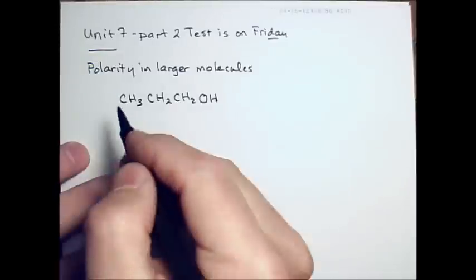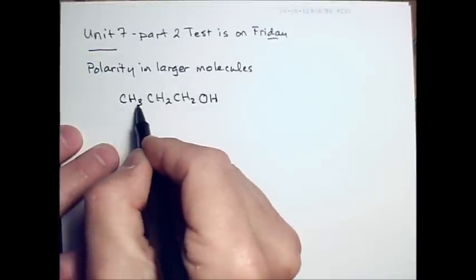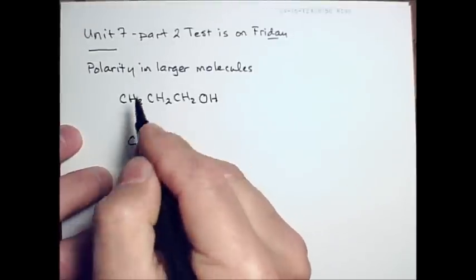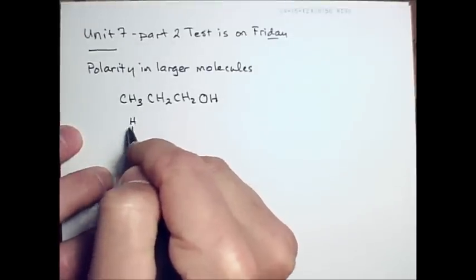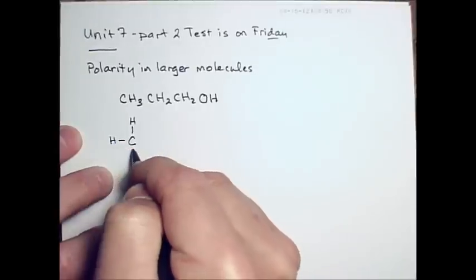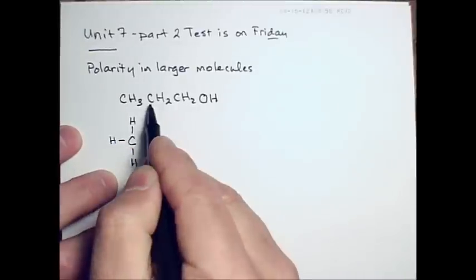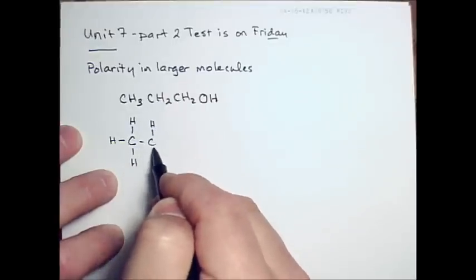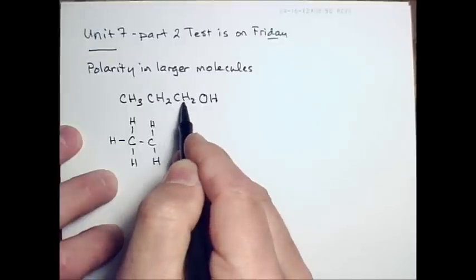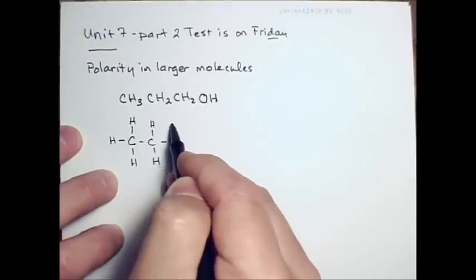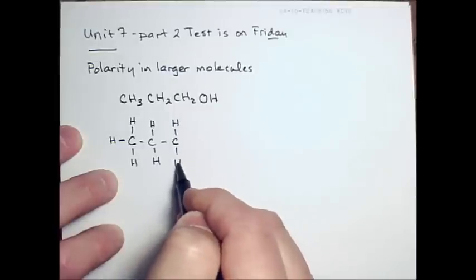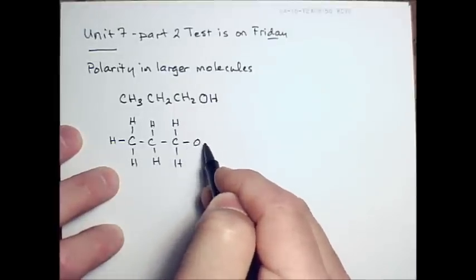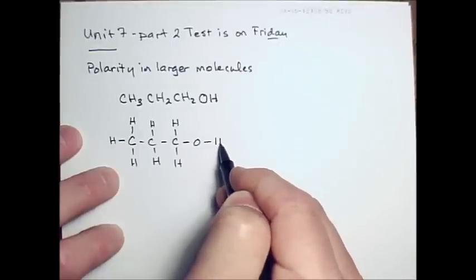Now, if you remember from Unit 4, when we have a grouping like this, CH3, what it means in terms of a Lewis structure is that I have 3 hydrogens single bonded to that carbon. And if I have a grouping like this, that means I have 2 hydrogens single bonded to it. And if I have a grouping like that, they're the same thing, 2 hydrogens single bonded to that carbon. But over here on the end, I've got an oxygen and a hydrogen.